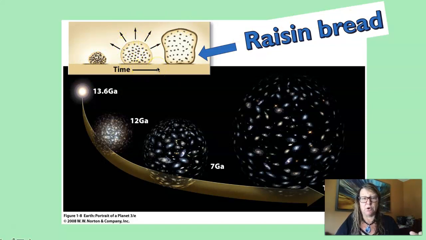Every raisin in that dough gets farther and farther away from every other raisin, just as every galaxy in our universe is expanding and getting farther and farther away from every other galaxy. And that's also shown down here in this little cartoon. The universe, we believe, began 13.6 to 13.7 billion years ago, and it's been expanding ever since, and everything is moving away from everything else.